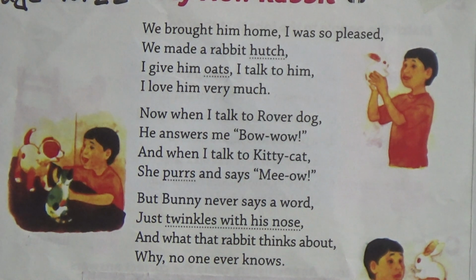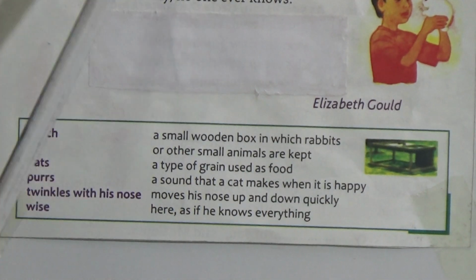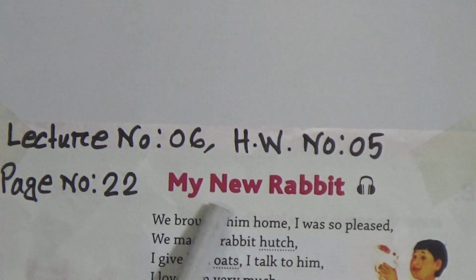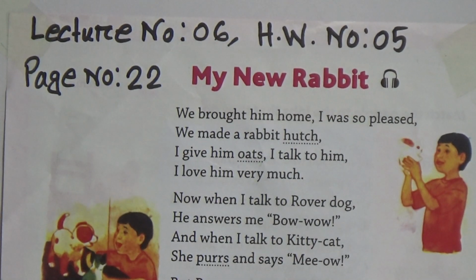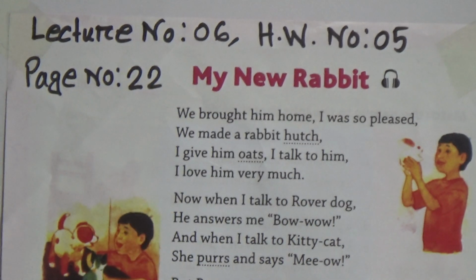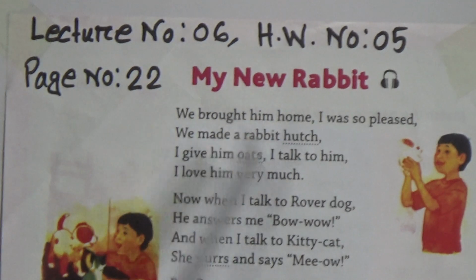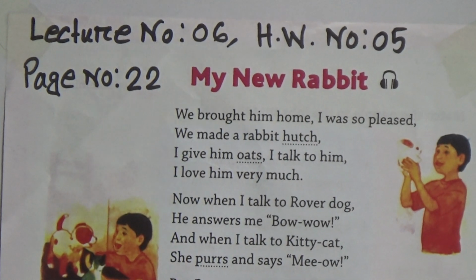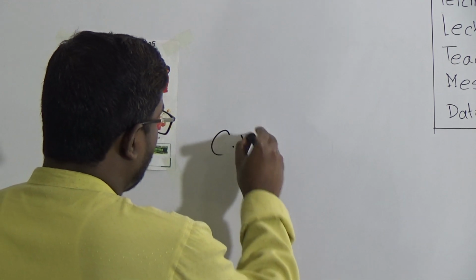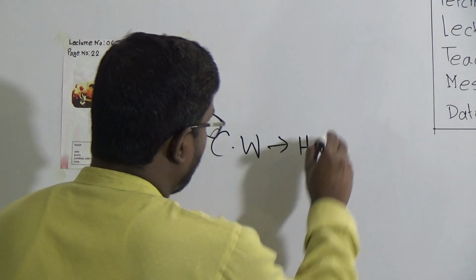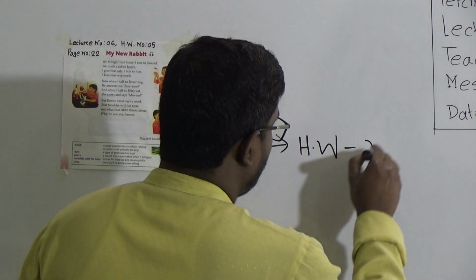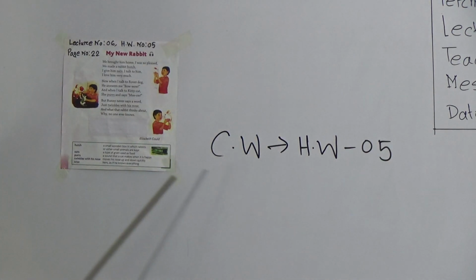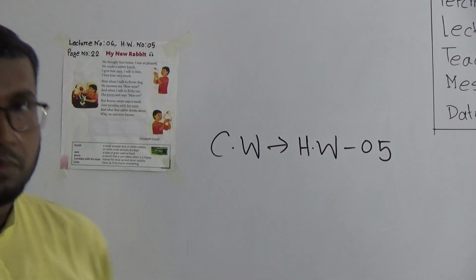Dear learners, look at the end, it is written Elizabeth Gould. But if you want, you can write the title, My New Rabbit, and here you can write the name of the poet, Elizabeth Gould. That means you have a choice to write the name of the poet here or at the end of the poem. These 12 lines will be your homework also. That means classwork will convert into your homework, and this is your homework number 5.